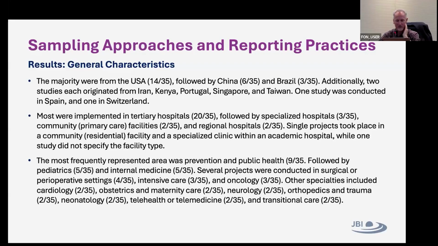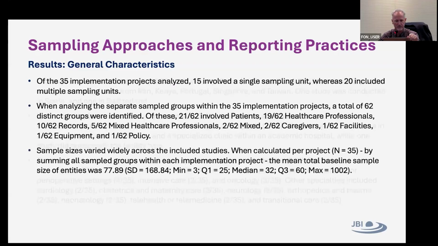Nearly half came from the US and the rest was split across the rest of the world, China and Brazil, and then single studies from the other countries. Most were in acute tertiary referral hospitals. That's really common. And there are the domains or fields of practice there as well, and they're traditional kinds of areas of care.